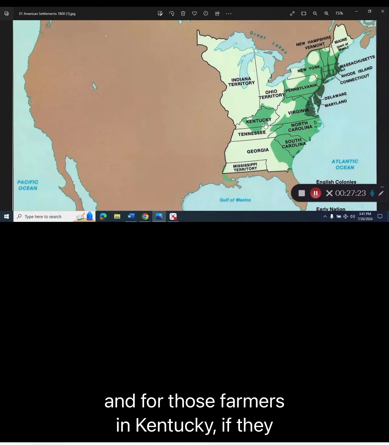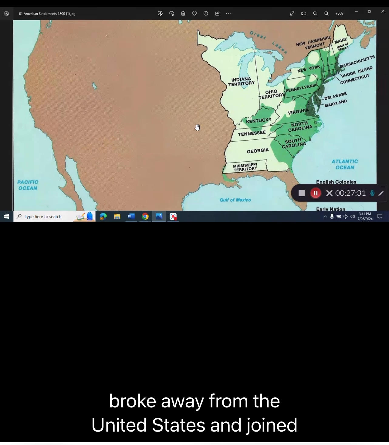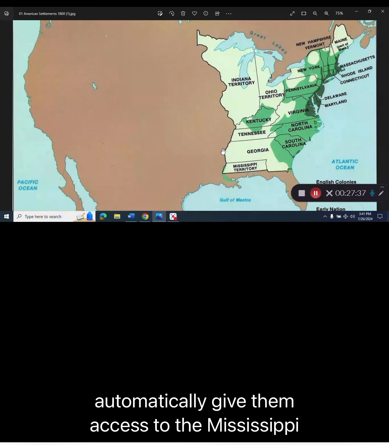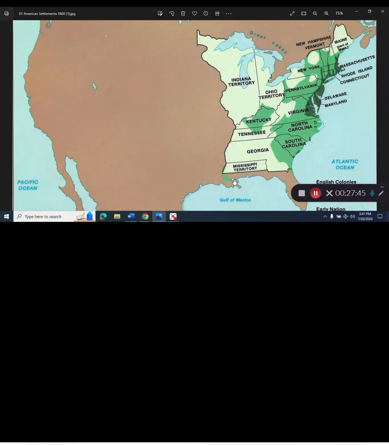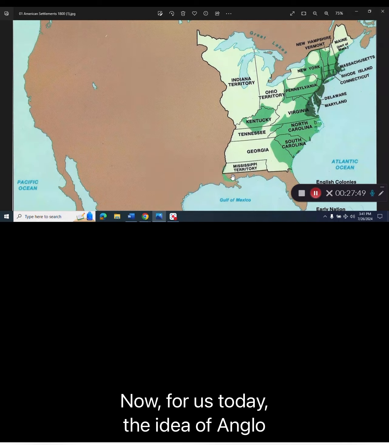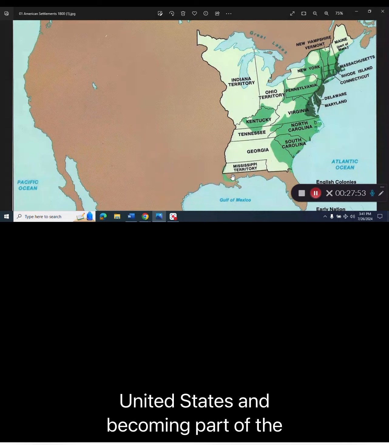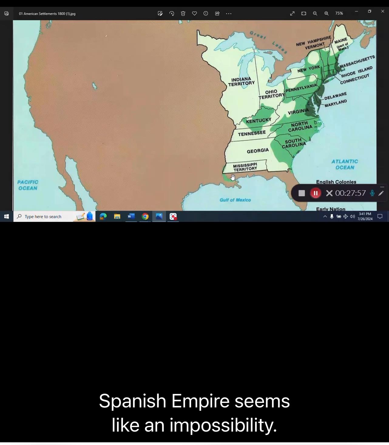And for those farmers in Kentucky, if they broke away from the United States and joined the Spanish Empire, then that would automatically give them access to the Mississippi River. And that would automatically give them access to the port of New Orleans. Now, for us today, the idea of Anglo-American settlers breaking away from the United States and becoming part of the Spanish Empire seems like an impossibility.